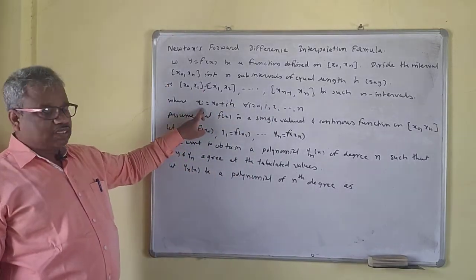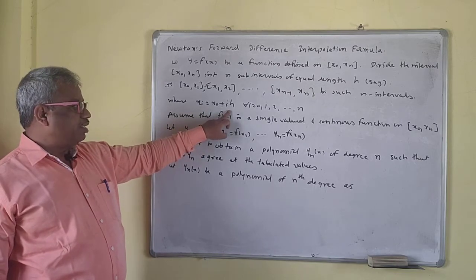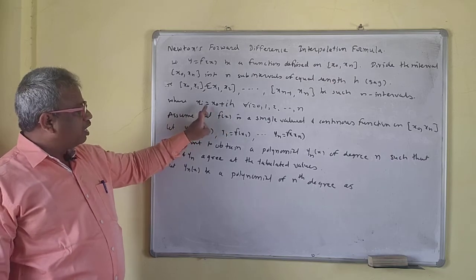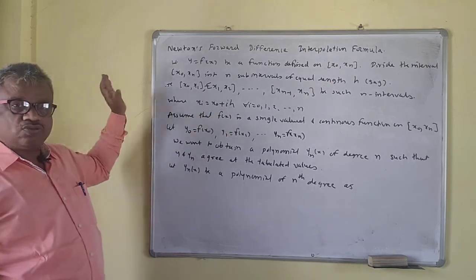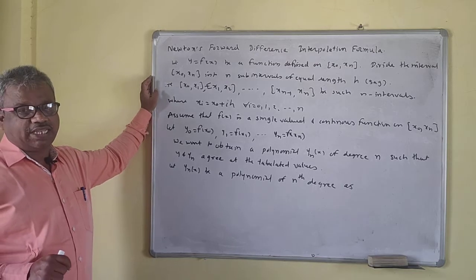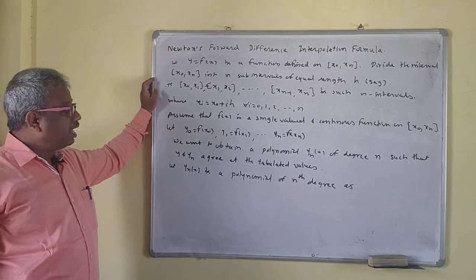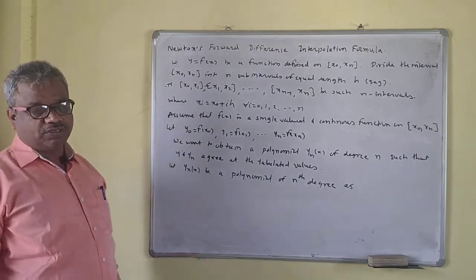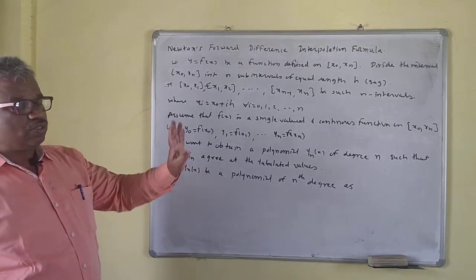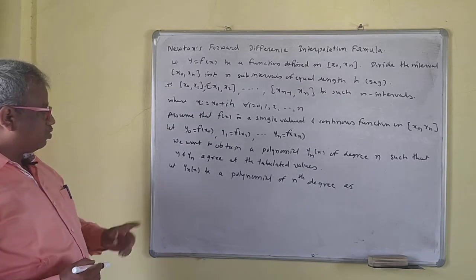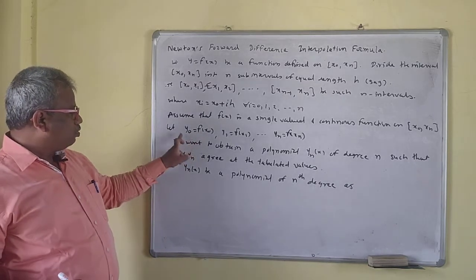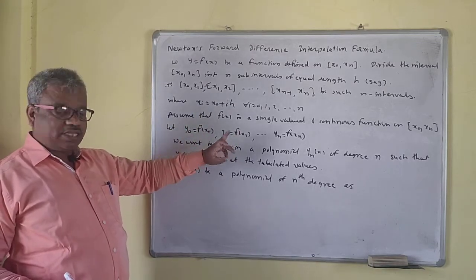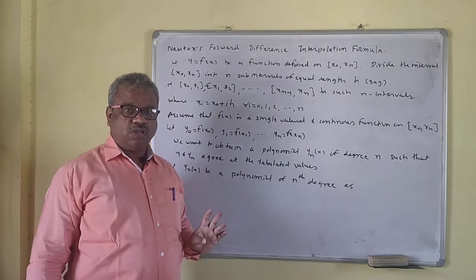So that means xr is the same as x0 plus rh, where r is 0 up to n. That means x0 is x0, x1 is the same as x0 plus h, x2 is the same as x0 plus twice h, and so on. xn is the same as x0 plus nh. Suppose that f of x is a single valued function, and it is continuous on the closed interval x0 to xn. So the value of f at x0 is y0, the value of f at x1 is y1, and so on, y n is equal to f of xn.